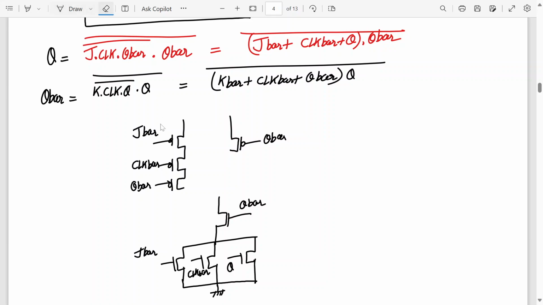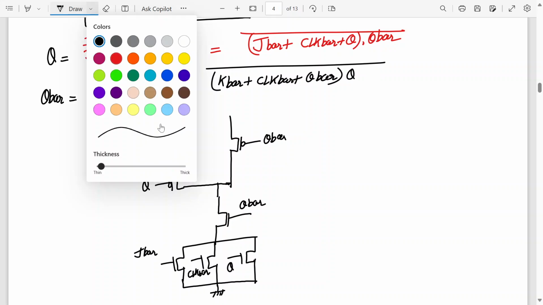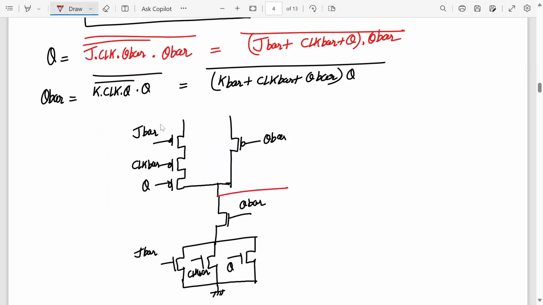I think this is Q, no? Yes, sir. It's Q. Connect them together. Now where is my output? Output is Q, right? This is Q and this is Q bar. This is VDD, and these two Q bars you can tie together later. So this is Q.